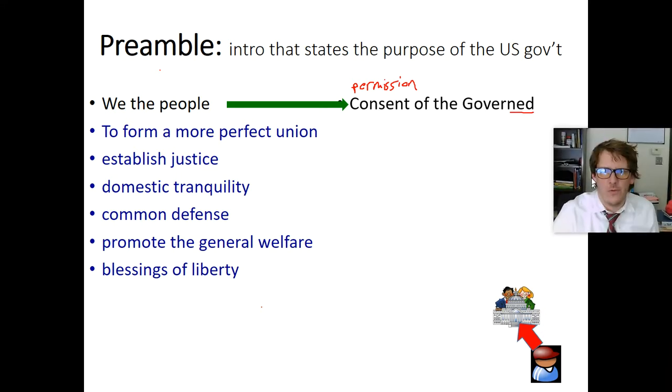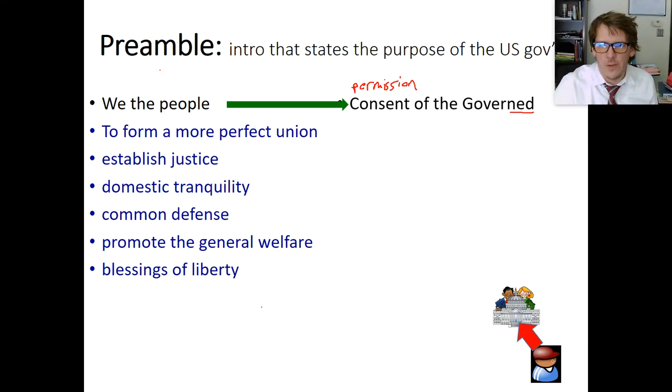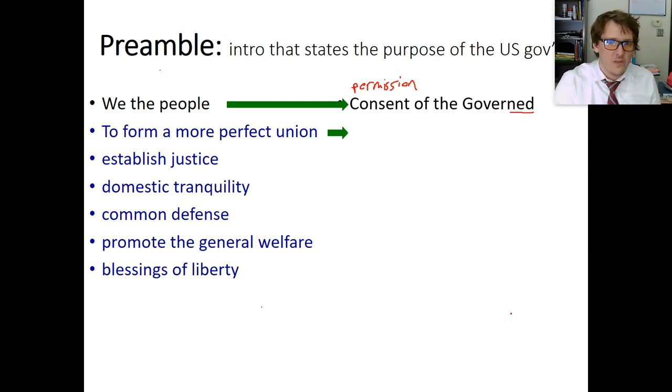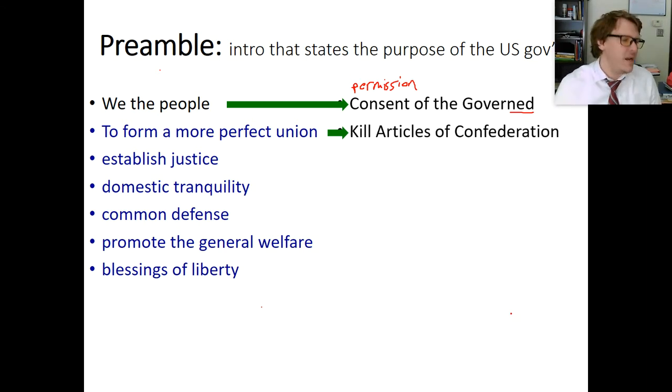Now here's a picture for consent of the governed. So we the people are giving power to the government and asking them to do these following things. Form a more perfect union. We had an original constitution. It wasn't called the Constitution. It was called the Articles of Confederation. Our original government, the first document that describes our original government, is called the Articles of Confederation. And it was a failure. It was a disaster. I'm not going to go into much of the detail.